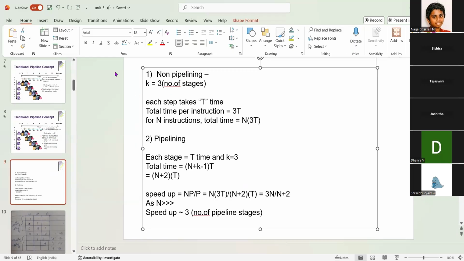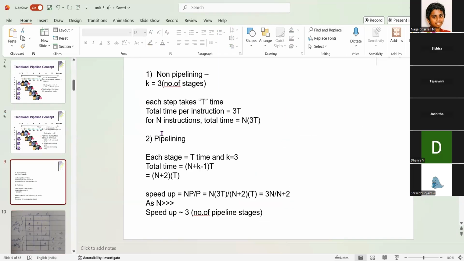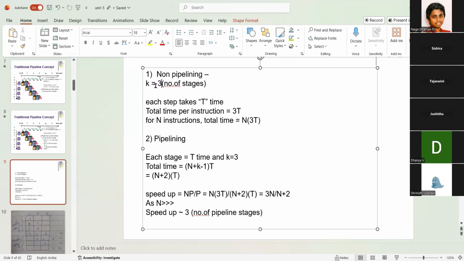Why we are looking at this is because I'm making a claim that our number of pipelining stages should be proportional to the speed up. So let's take our non-pipelining condition. Let's keep our k to be 3, where k is the number of stages. Now let each of these steps take t time. So now there are 3 stages.